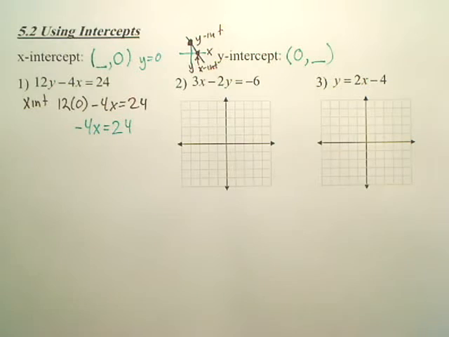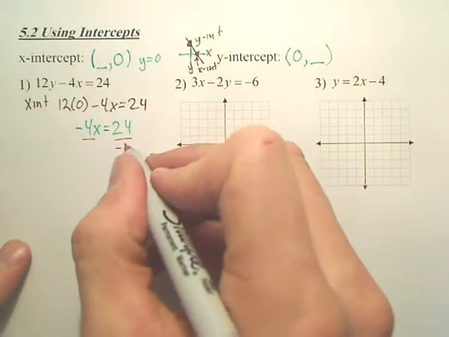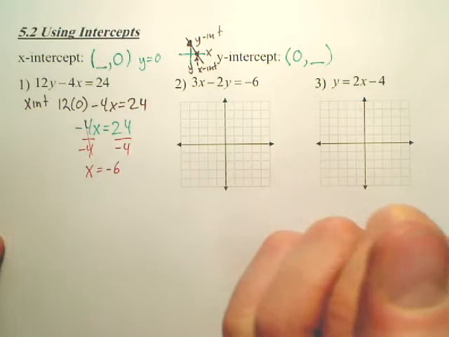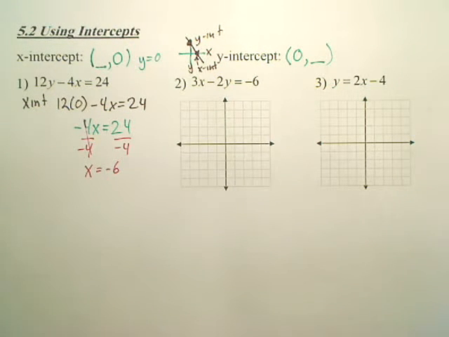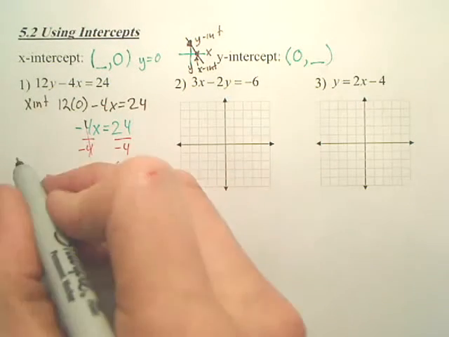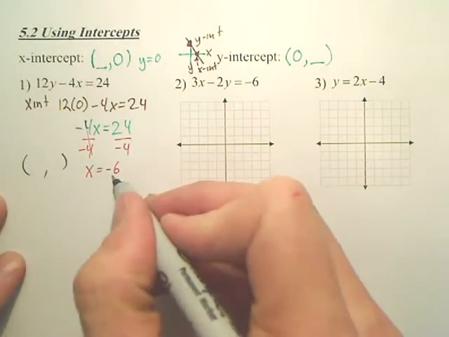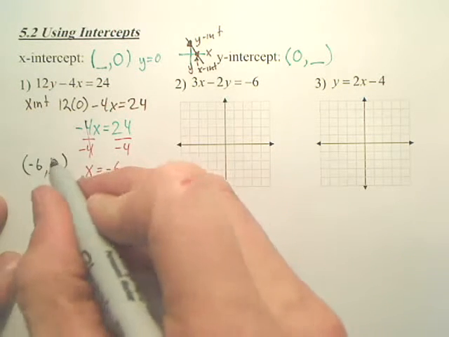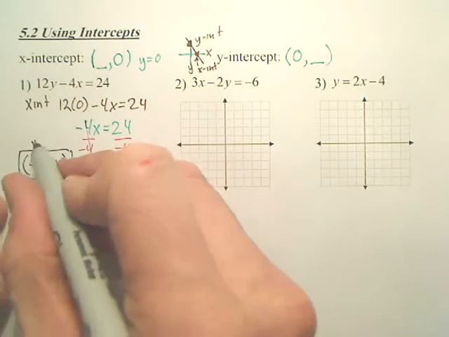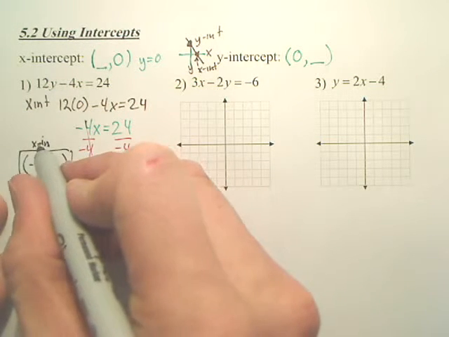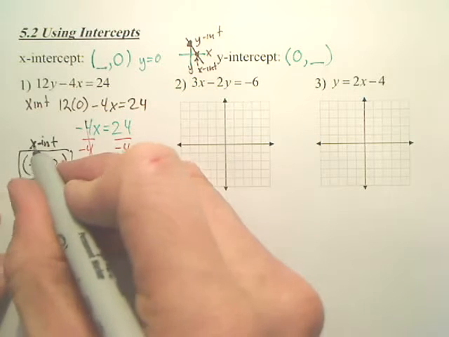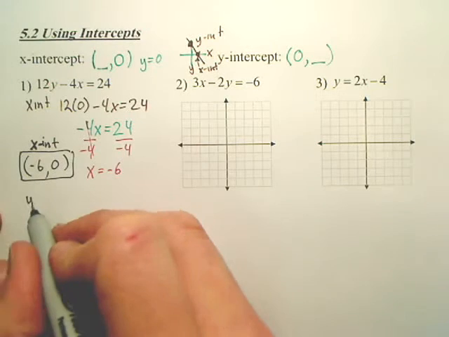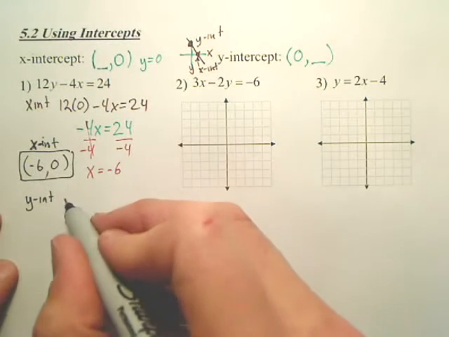And then to solve, I divide both sides by -4. So X equals -6. What does that mean? That means my X-intercept's -6, meaning X is -6. What was Y equal? Y equals 0. That is my X-intercept. That is where the graph crosses the X-axis. It's at -6, 0.